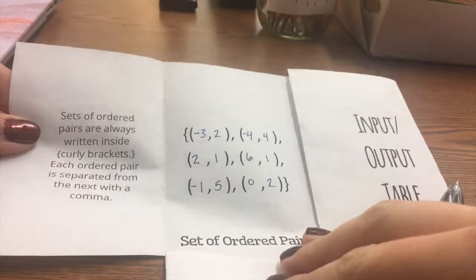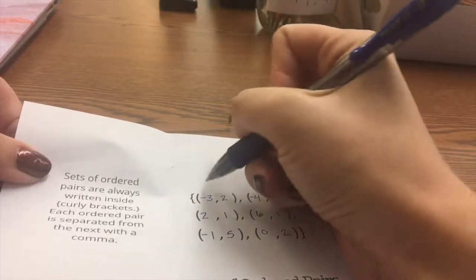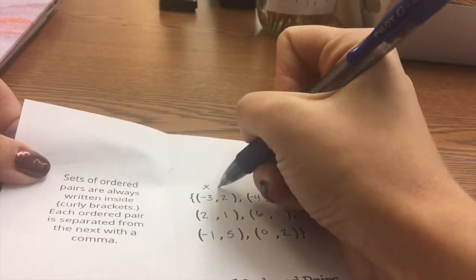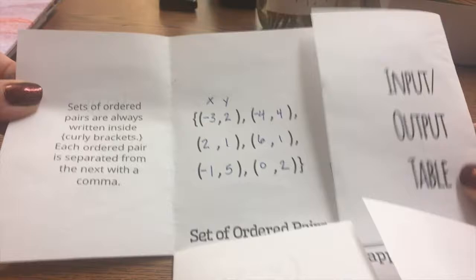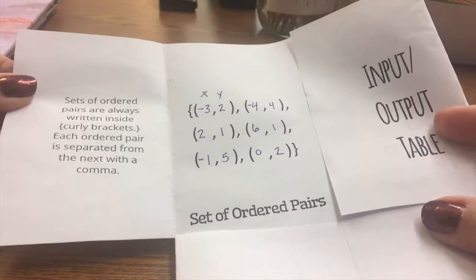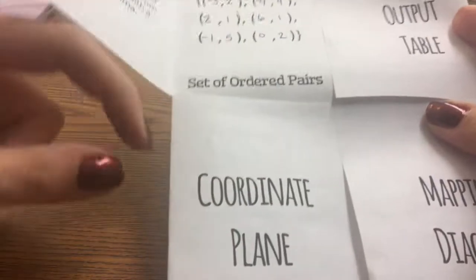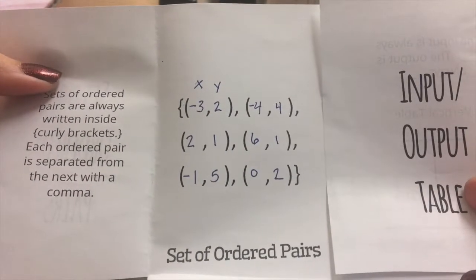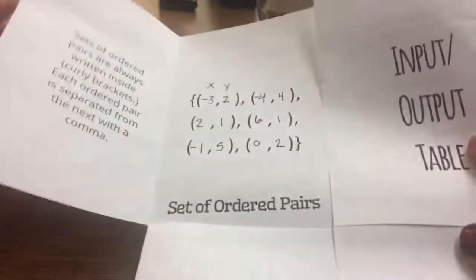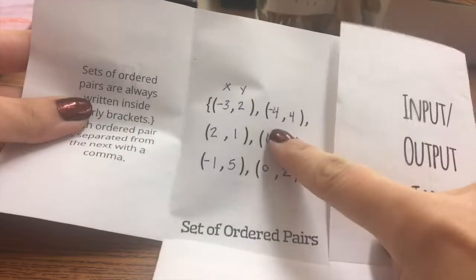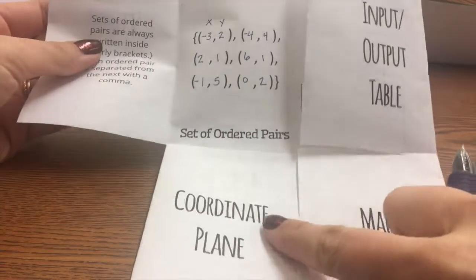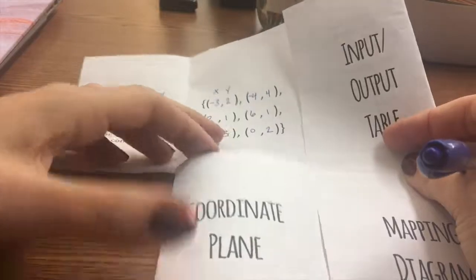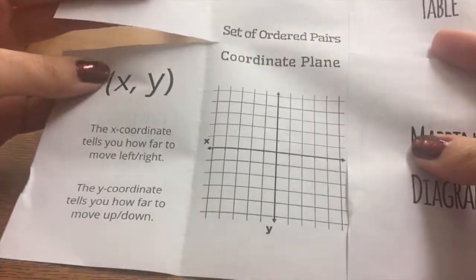Each set of ordered pairs has an x coordinate and a y coordinate. The x coordinate comes first and the y coordinate comes second. We'll see what this means at the bottom. So below you'll see coordinate plane. Pause the video here if you need to write these down. And we're going to graph these ordered pairs on the coordinate plane. The coordinate plane is another way of representing the same function.